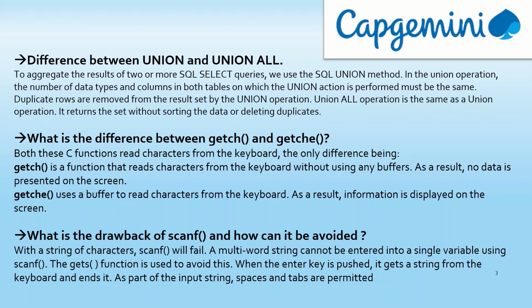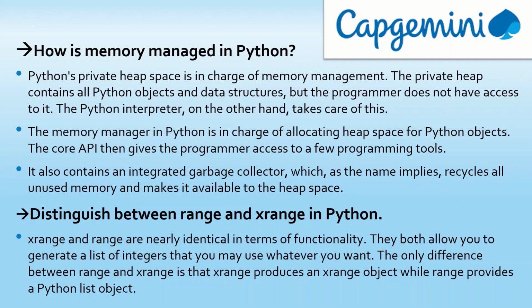With a string of characters, scanf will fail. A multi-word string cannot be entered into a single variable using scanf. The gets function is used to avoid this. When the enter key is pushed, it gets a string from the keyboard and ends it. As a part of input string, spaces and tabs are permitted. Next question is how is memory managed in Python?